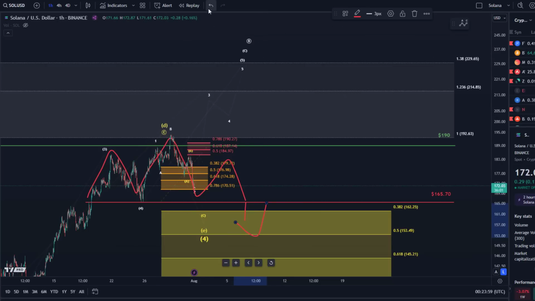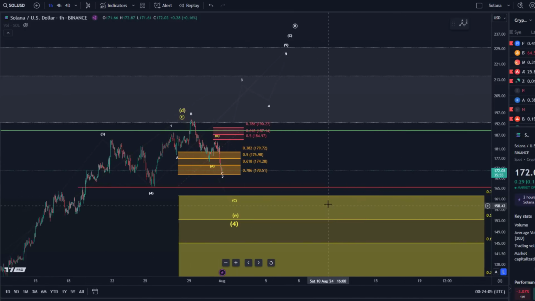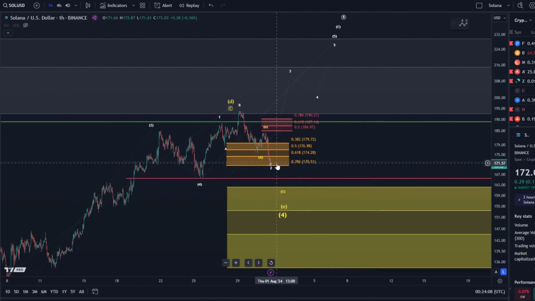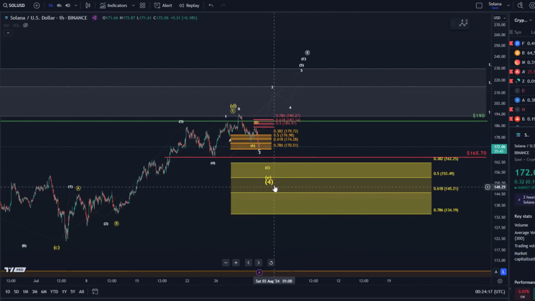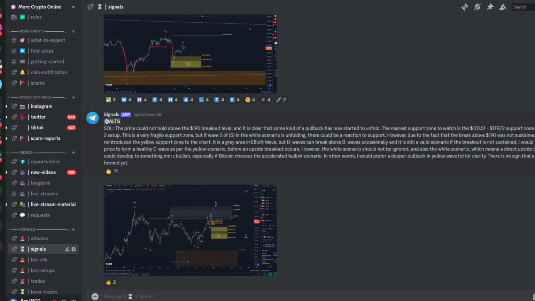we're likely dipping deeper into the yellow zone. Now, it's always difficult to say which one is the one that's in control. As I said to you just now in the video, for me, it seems like the yellow count is in control. Price action aligns more closely with it. It is also what I highlighted as the more probable scenario, I think yesterday or a couple of days ago. I pointed it out in the videos, but I also share updates for our gold members on Discord. There was quite a lengthy update I provided a couple of days ago. And the idea was, I would prefer the price to form a healthy E wave as per the yellow scenario before an upside breakout occurs.